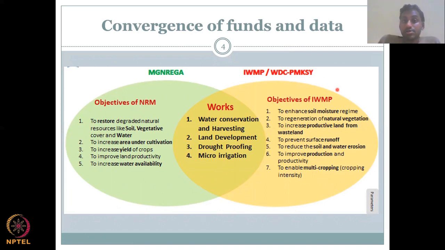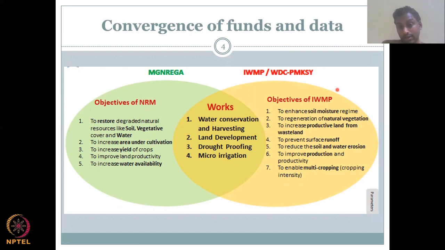Another thing is convergence of funds and data. As these works are being done, you could see that there could be convergence of funds to do the work, okay? But there is no data for monitoring and no fund for monitoring.